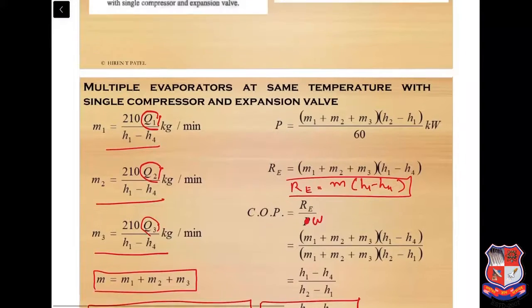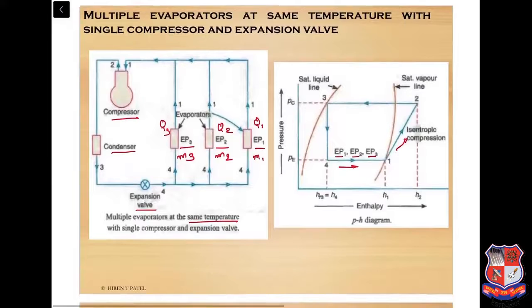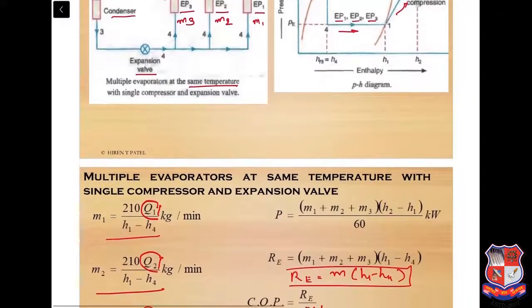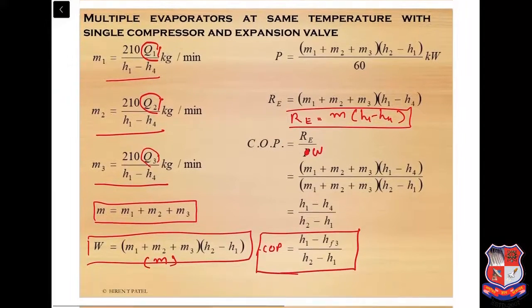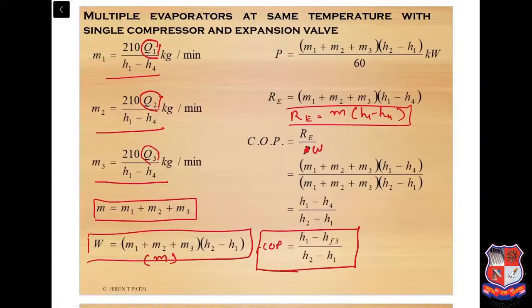So this is the simple multiple evaporator system, but this system is only useful when the temperature required is the same for each and every evaporator. So only a single expansion valve, single condenser and single compressor is there. So work done will remain constant for this system. So this is the simple multiple evaporator system.